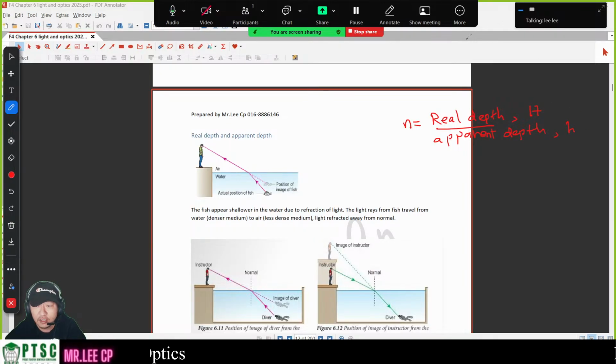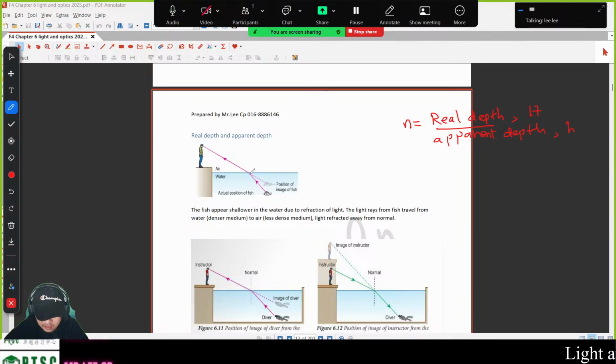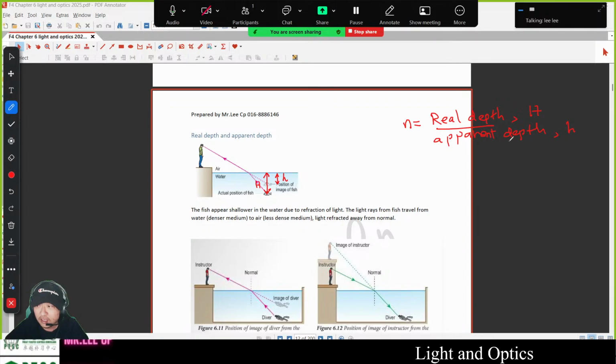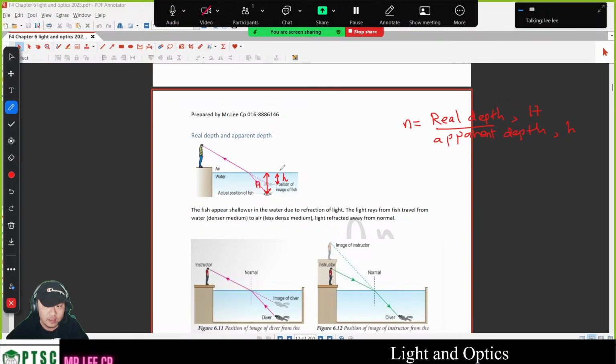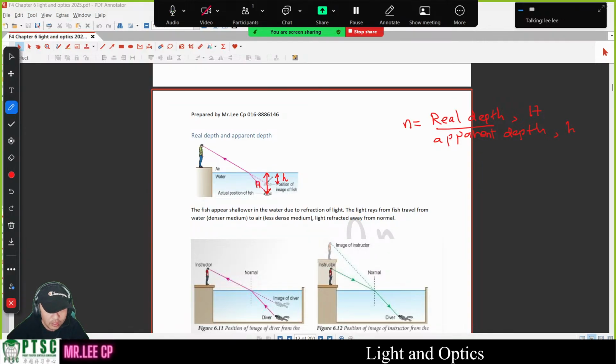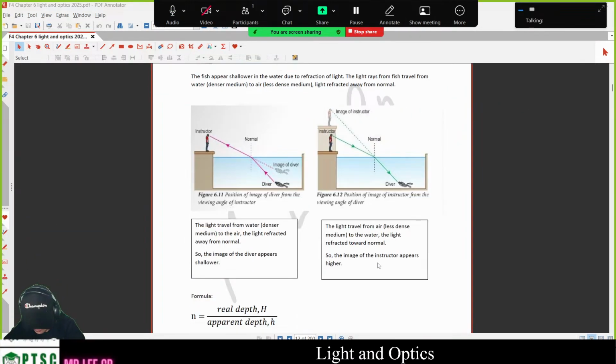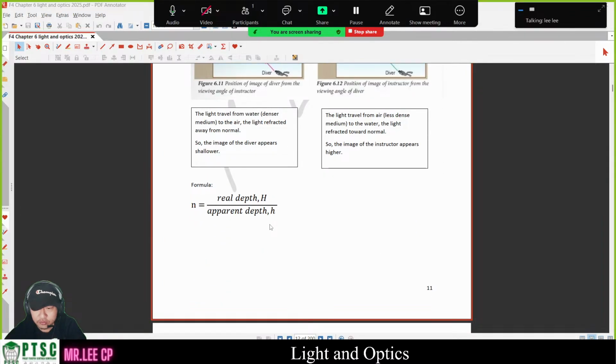Okay, so what is real depth? Real depth is from the object to the surface of the water. Alright, this is real depth. This is the position of the image of the fish. It is small h, apparent depth. Big divided by small. Okay. All right. Now, real depth over apparent depth.